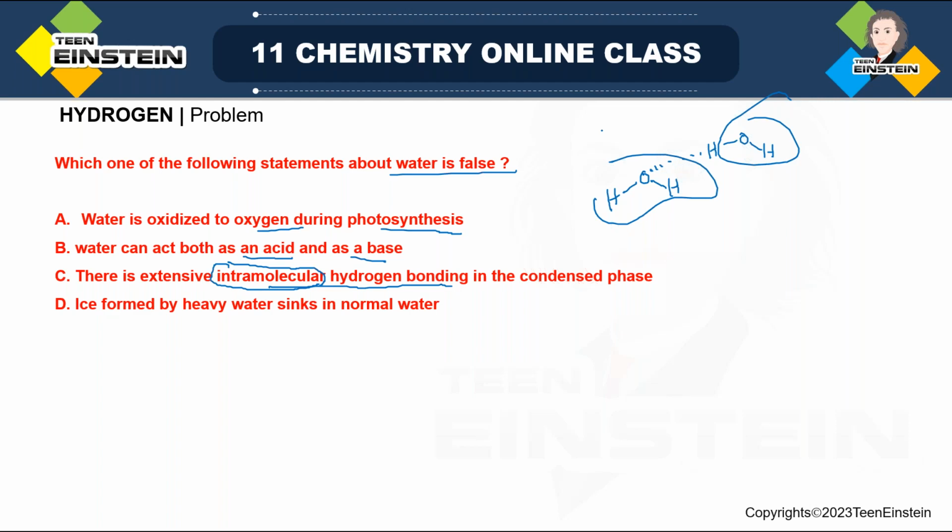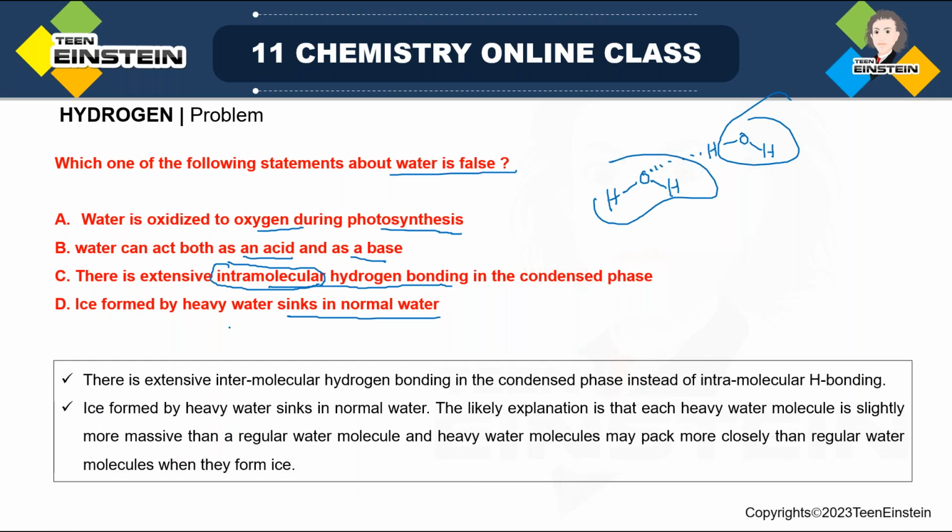And the last one, ice formed by heavy water sinks in normal water. Now this is also true, and this information we have already seen in previous classes. If we take ice made of normal H2O and keep it in water, obviously it can float. But it is not the case if you take ice which is made of D2O. In that case it will sink because density is high. So there is extensive intermolecular hydrogen bonding in the condensed phase instead of intra. So this is not correct. Basically this is false, and you have to choose false.